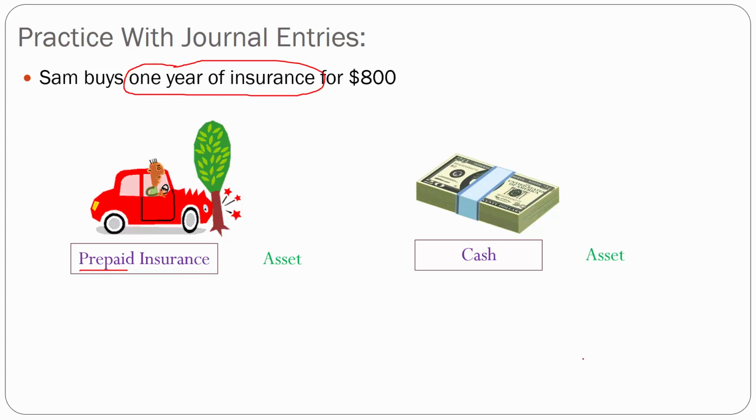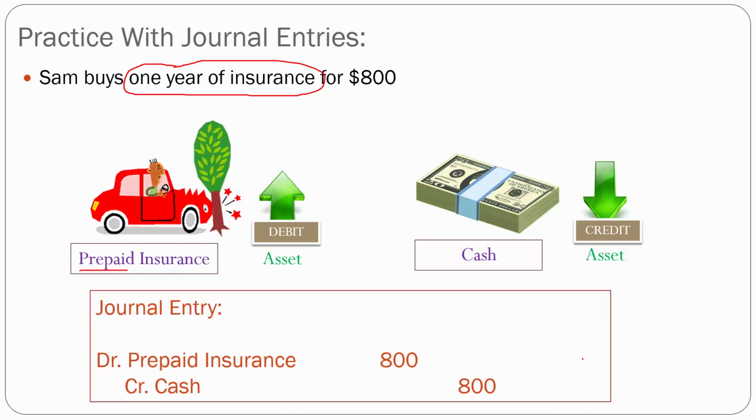But in this case, my asset of prepaid insurance is increasing, while my asset of cash is decreasing. So to translate that into debits and credits, we would debit our prepaid insurance, but to decrease an asset is the opposite of the normal balance, which is a credit, so we would credit the cash. So even though both of these are assets, we're still following our rules because they cancel each other out. We're exchanging a cash asset for a prepaid insurance asset. And so our journal entry would be a debit to prepaid insurance for $800 and a credit to cash for $800.